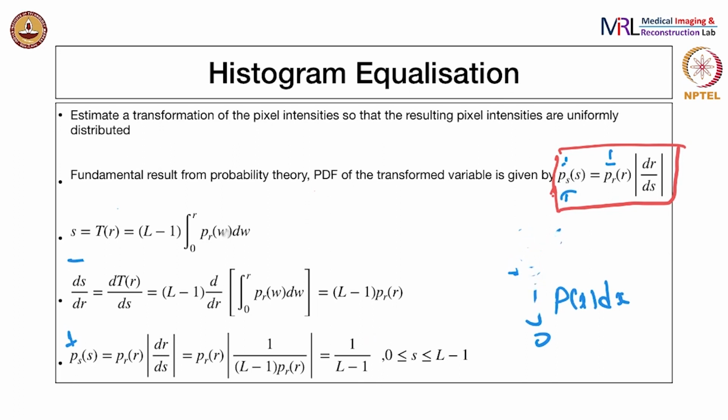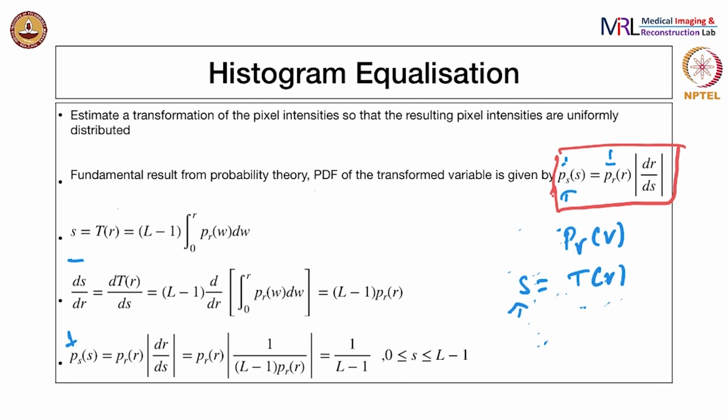Okay, so we started with this: given an image, we know that its PDF or histogram is denoted by P_R(R). Now we want to find a T(R) which gives you S. So for every pixel intensity R in the source image, we put it through this function T and it gives us an S.